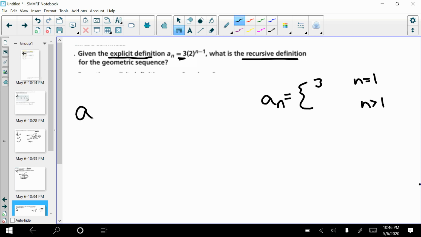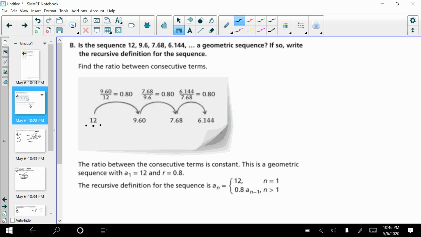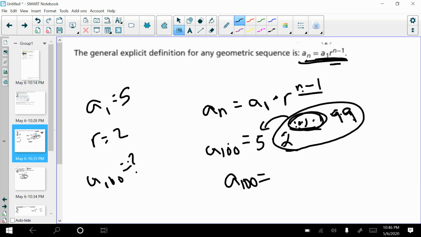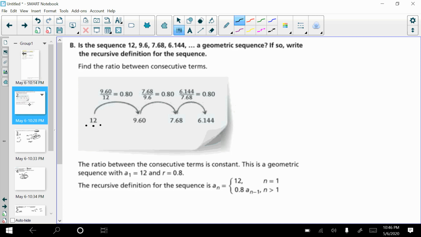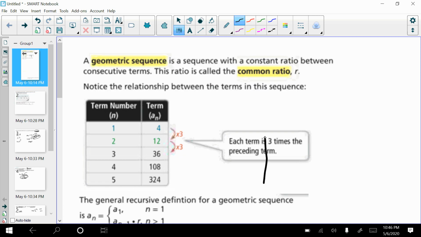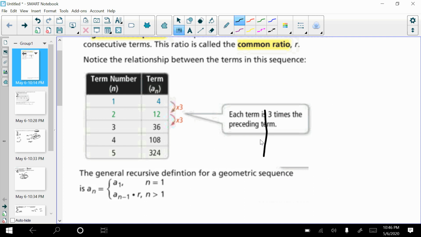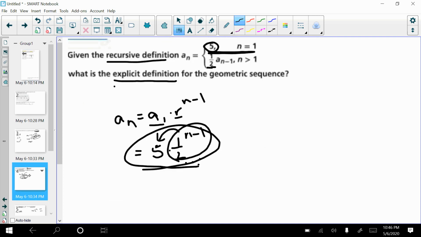Remember, it's A n equals, they kind of switched it on you. I think when we showed it to you up here, they did A1 first. So A1 is right there, that's 3. So that's my first term. And then 2 is the common ratio. And so if we go back up to what this thing looks like, it's A n minus 1 times R.